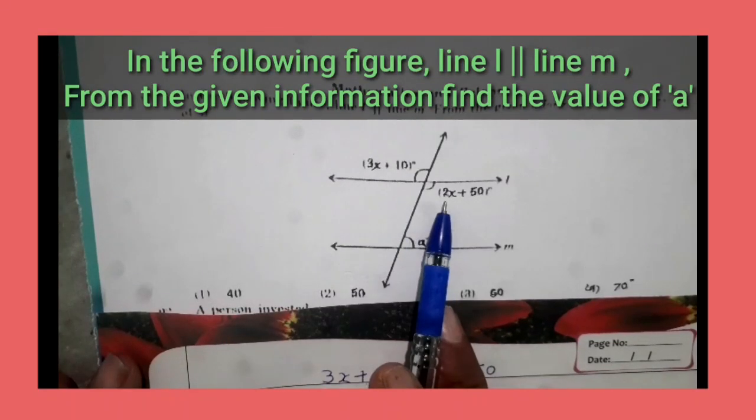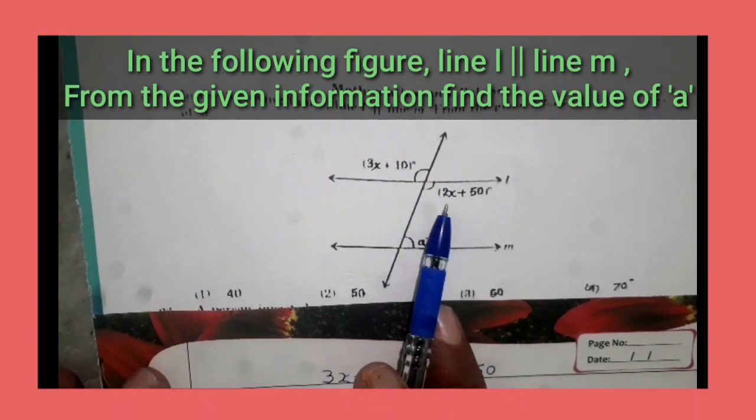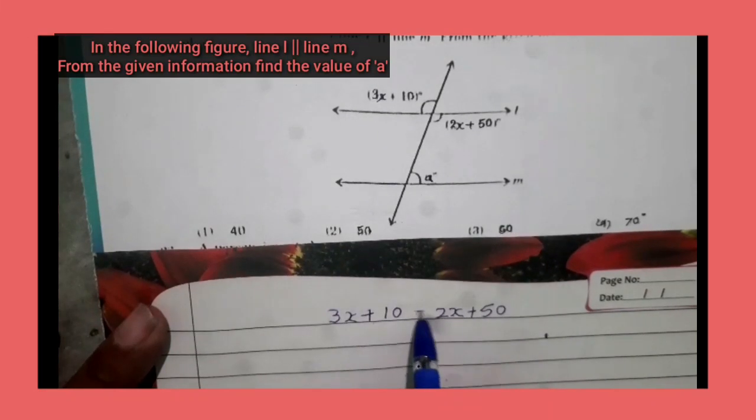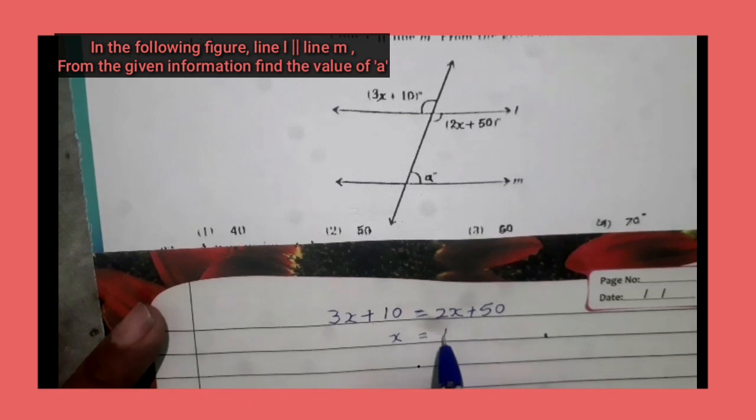These two are vertical angles, both are equal. 3x minus 2x is 1x, and 50 minus 10 is 40. Take this 40 value in here. 40 times 2 is 80, plus 50, that is 130.